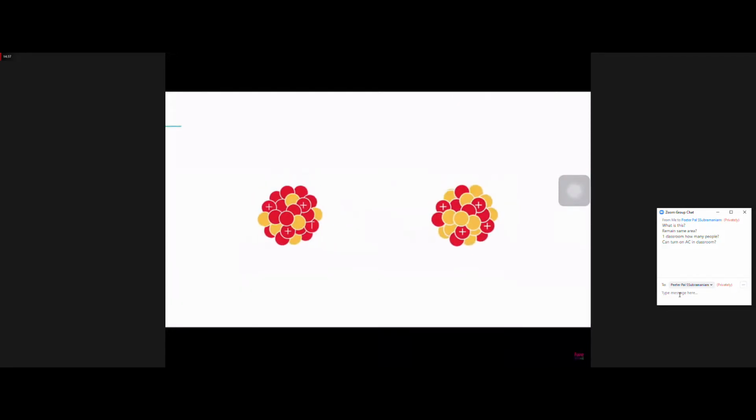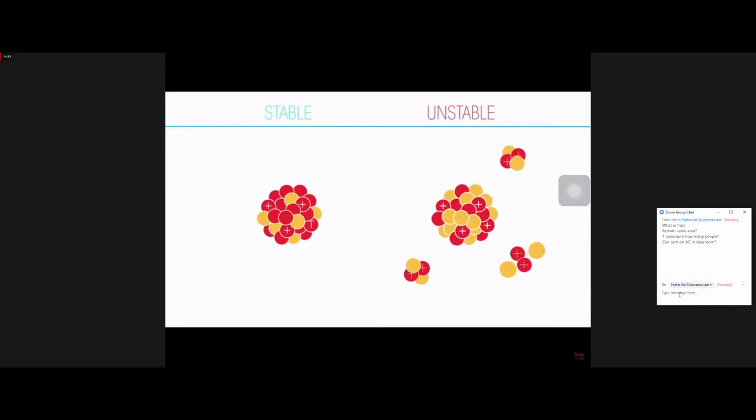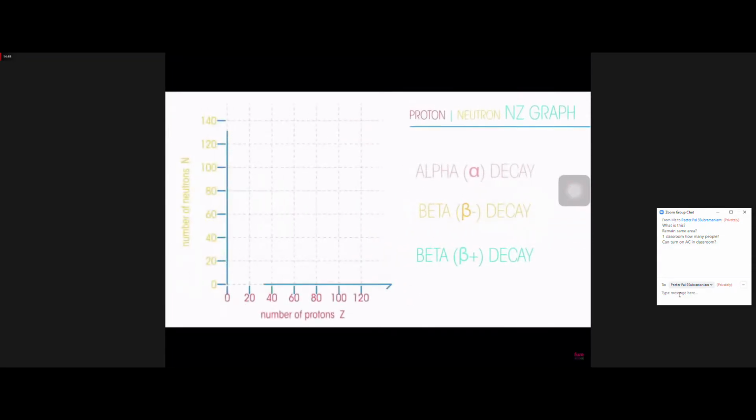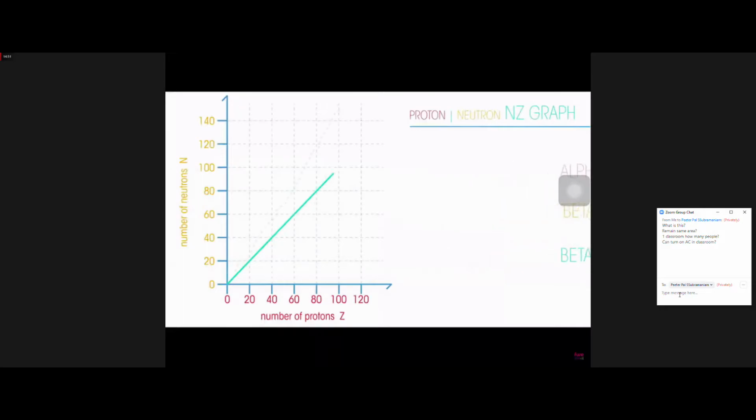So how do we know if an atom is stable or unstable? We can determine whether a radioisotope is likely to decay and what type of decay is likely to occur by looking at its position on a proton-neutron NZ graph.